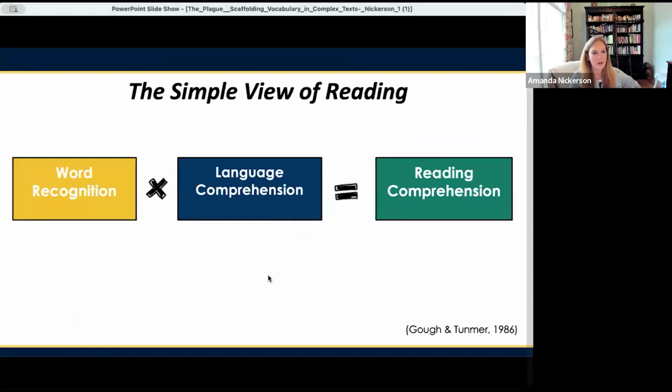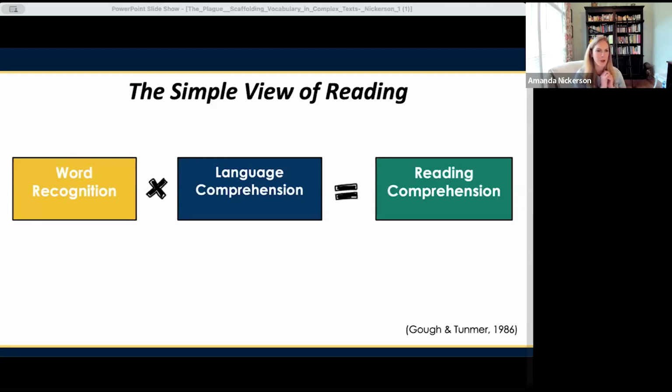So I'm going to quickly go through some basics of reading science with you just to ground us in that a little bit too. I'm sure many of you are familiar with the simple view of reading, this idea that reading comprehension is the product of all of these other skills and strategies that we teach students. And so students need to be able to have sufficient word recognition. They need to decode the words.